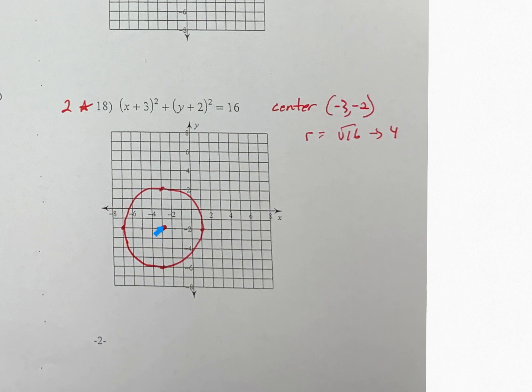Plot the center. And then consider the radius. If r squared is 16, then r is the square root of 16, which is 4. So we go up 4, down 4, and over 4 to the right, and to the left 4. And then those are your points. You can draw your circle. You'll have 2 of those.